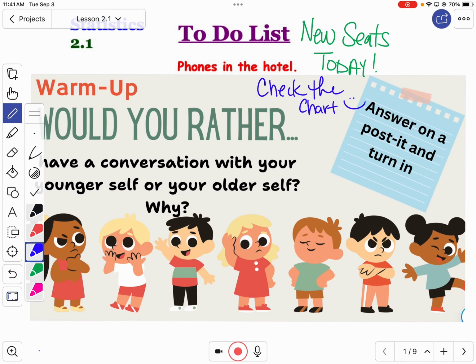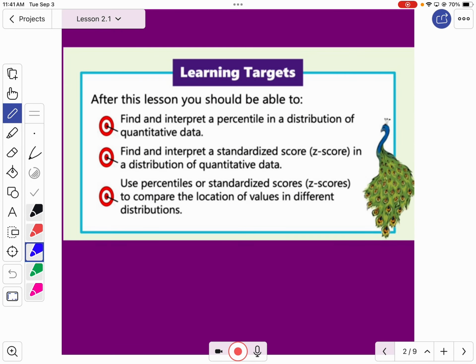Alrighty, so let's take a look at what our learning targets are for today. We're going to talk about what's called a percentile. We're going to talk about something called a standardized score. You'll hear it referred to as a z-score. And then how do we use those two things to compare a distribution?